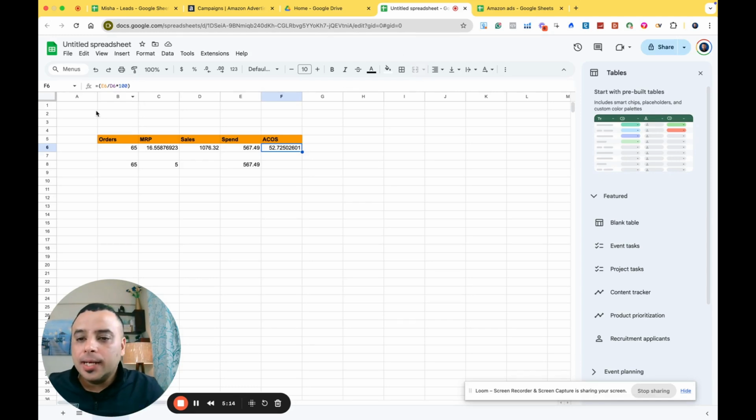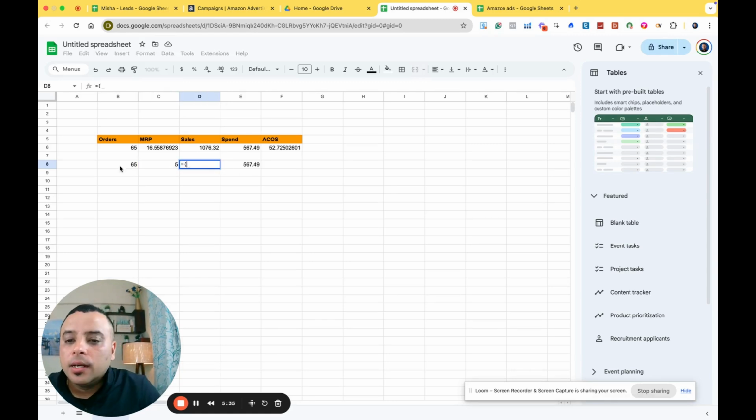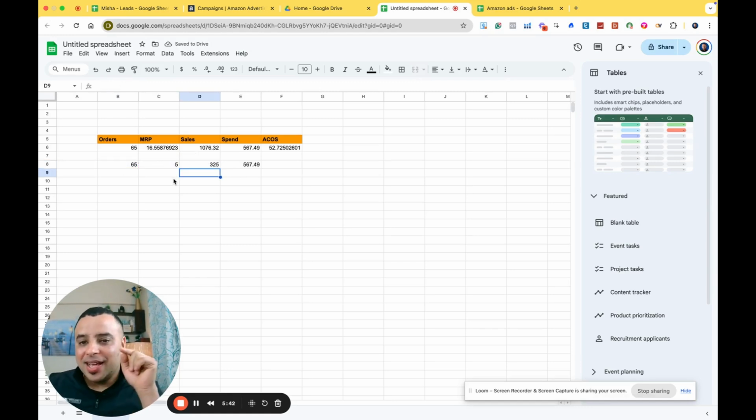How to calculate that? If I have 65 orders and say I get a royalty of $5 out of the entire MRP. For me, the MRP is $5. See, in order to understand what will hit my bank, right? So based on that, I will calculate my sales, right? Now my spend will be the same, there will be no difference in that, right?